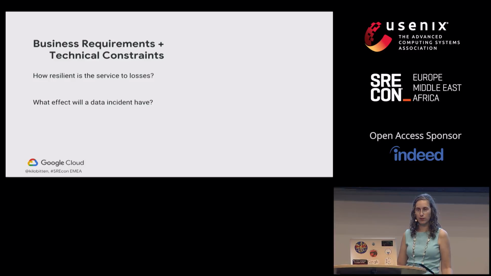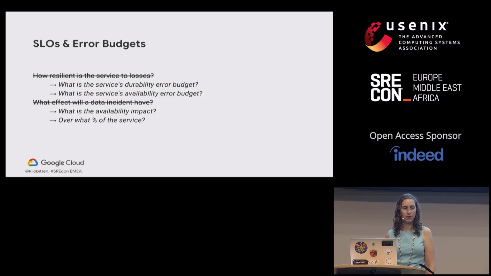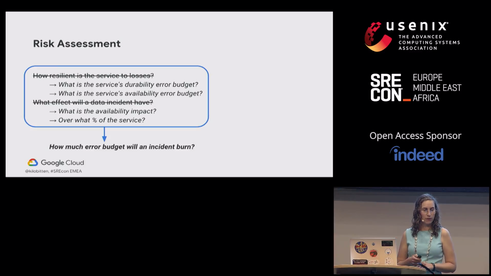So then if we take these questions again, and we think about them from an SLO perspective, we change now so that how resilient are we becomes what is our error budget for durability? What is our error budget for availability? And what effect will the incident have becomes what is the impact on that SLO and that error budget? And over what % of the service? But still, that doesn't get me to the question I needed. The real question I want now, and now I have the data I need to answer it, is how much error budget will an incident burn?